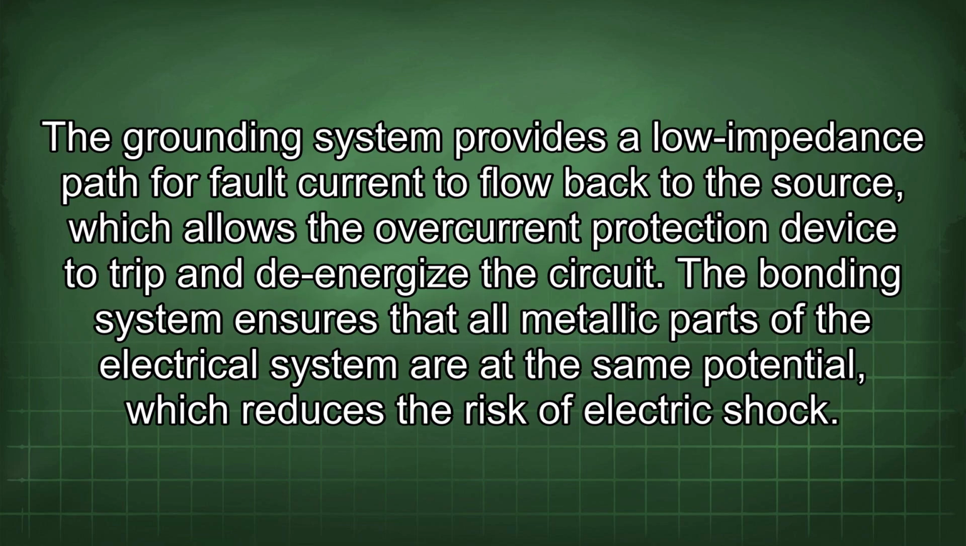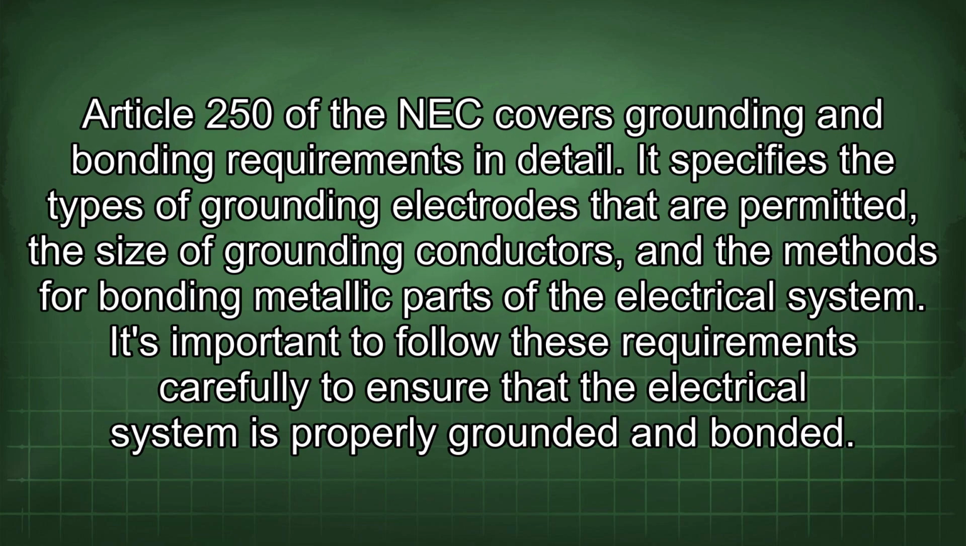The grounding system provides a low impedance path for fault current to flow back to the source, which allows the overcurrent protection device to trip and de-energize the circuit. The bonding system ensures that all metallic parts of the electrical system are at the same potential, which reduces the risk of electric shock. Article 250 of the NEC covers grounding and bonding requirements in detail.